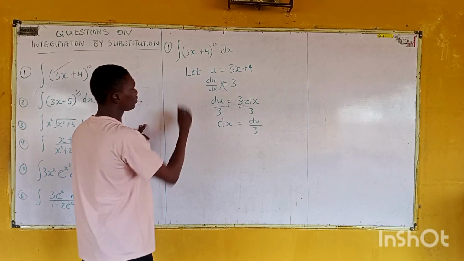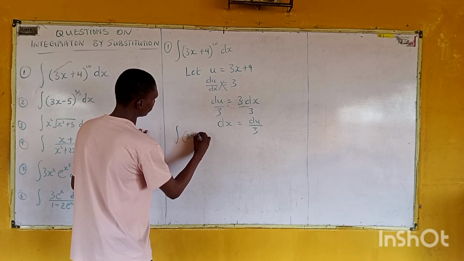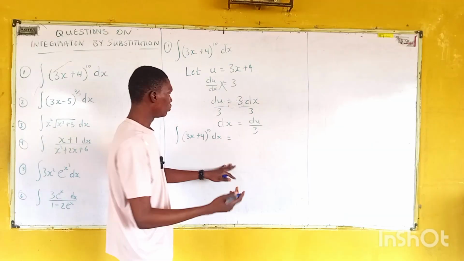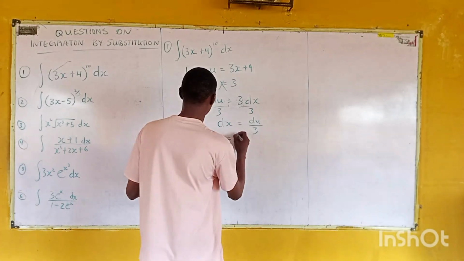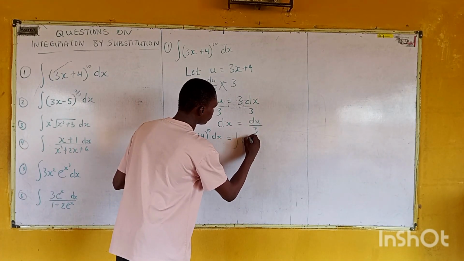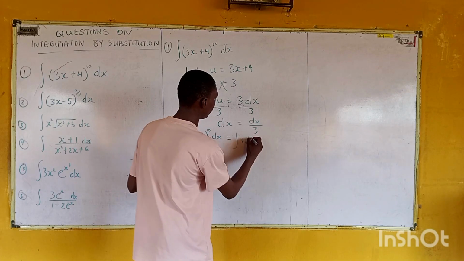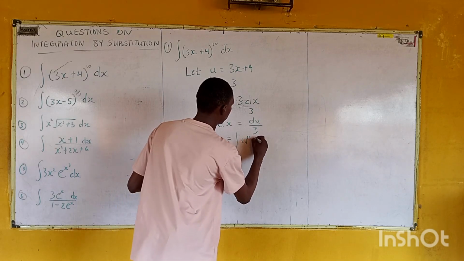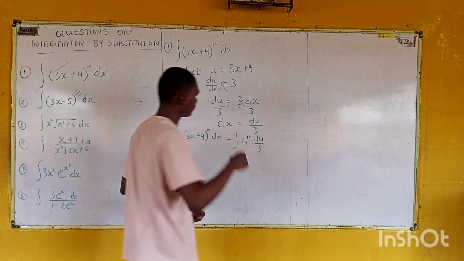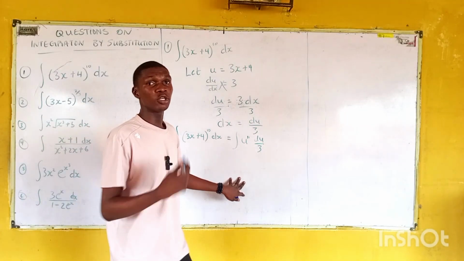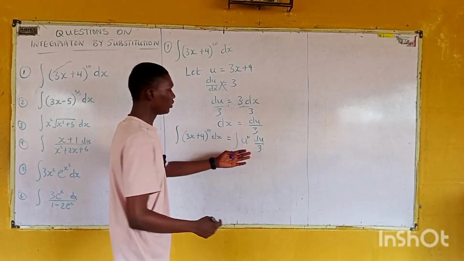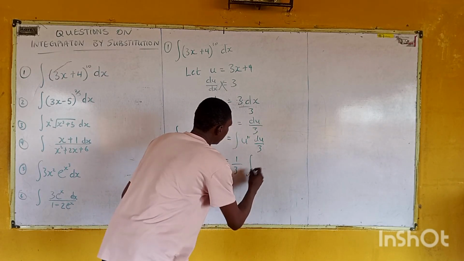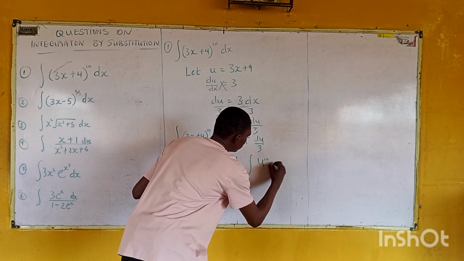We can move on and go back to our question. The integral of (3x + 4) raised to power 10 dx is now written in the form of u, so we have the integral of u raised to power 10, then dx becomes du over 3. From our basic knowledge of integration, we can factor out the constants, so we have 1 over 3 times the integral of u raised to power 10 du.